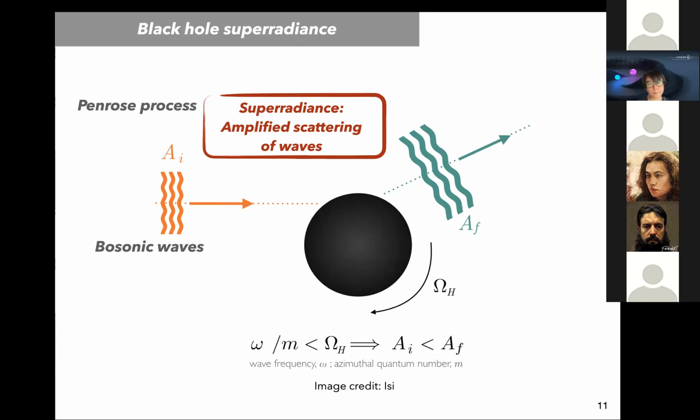That is the so-called black hole superradiance, and we list the condition here. Omega is the angular frequency of the particle, m is the azimuthal quantum number with respect to the rotational axis of the black hole, and omega_H is the angular frequency of the black hole's outer horizon. That is the condition for superradiance to happen around the black hole.